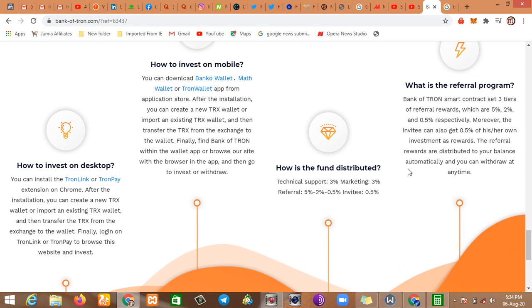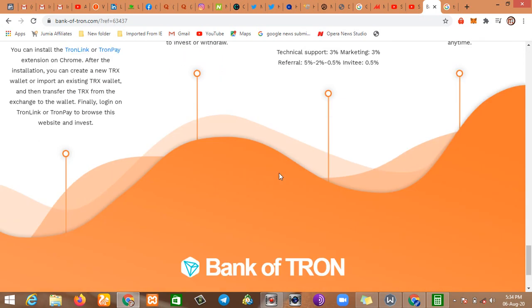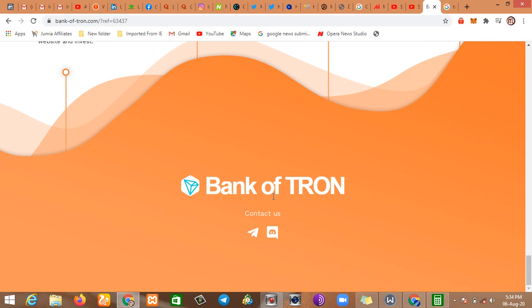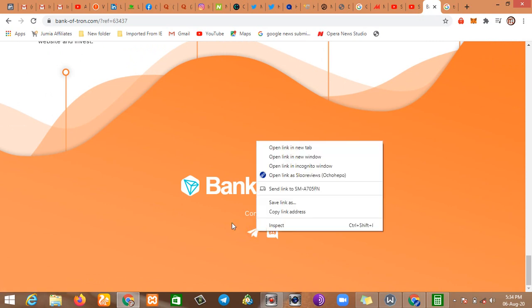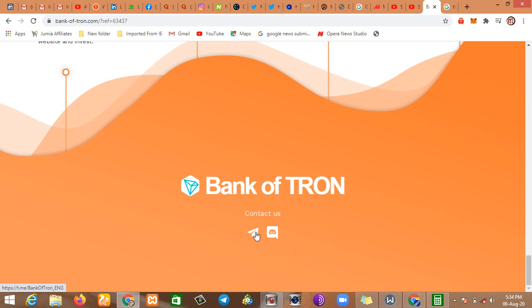How to invest on mobile. You can just get the wallet and follow through the process as written on their website. How is the fund distributed? Okay, what is the referral program? I think we've checked that before. So let's check their Telegram page and let's see how large it is.